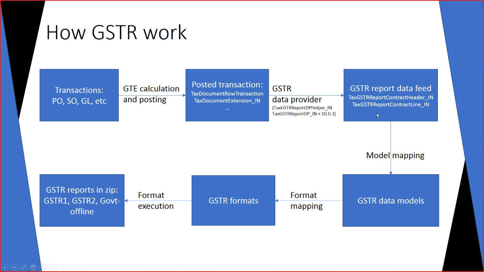Okay. Then assume that we have already populated all the data to these two classes. The header class, which is very obvious, will hold the GSTR report header information. And then the TaxGSTRReportContractLine holds the detailed transaction information, like tax amount, taxable value, item, invoice number, and invoice ID. So everything will be held in this line.